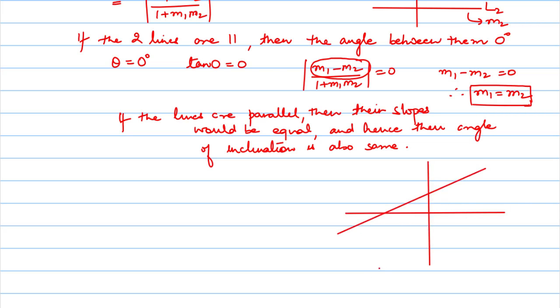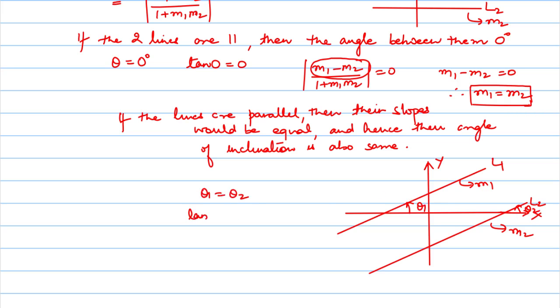Let's say the lines are like this. They are parallel to each other. This is L1, this is L2. The slope of this line is M1, the slope of this line is M2. Now if these two lines are parallel, then what is this x-axis? X-axis acts as the transversal line. And we know from the properties of angles, this angle will be equal to this corresponding angle. But these angles are the angles of inclination of the lines. This is theta 1, this is theta 2. And you are saying that theta 1 is equal to theta 2.